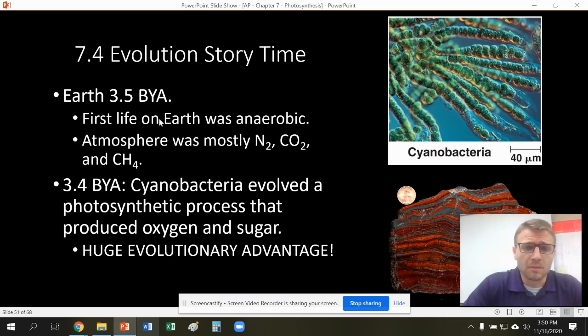Now, the first life that evolved was anaerobic. This type of life actually will die in the presence of oxygen. There were low levels, almost no oxygen on Earth at that time. The atmosphere was made up of mostly nitrogen, carbon dioxide, and methane. So life that first evolved was anaerobic, which means it dies in the presence of oxygen. And I know it doesn't seem like, oh, how could that happen? Yes, life can die. Certain bacteria can die if exposed to oxygen.